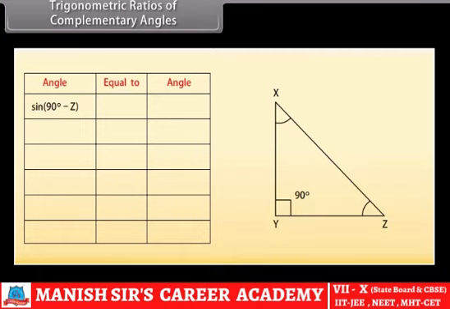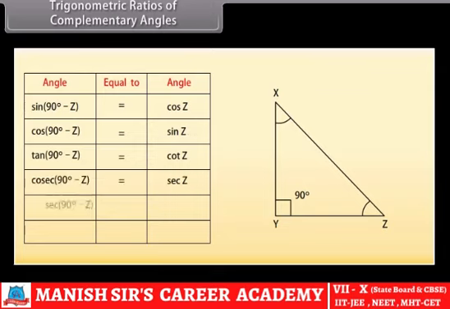Sin of 90 degree minus Z is equal to cos Z. Cos of 90 degree minus Z is equal to sin Z. Tan of 90 degree minus Z is equal to cot Z. Cosec of 90 degree minus Z is equal to sec Z. Sec of 90 degree minus Z is equal to cosec Z. Cot of 90 degree minus Z is equal to tan Z.